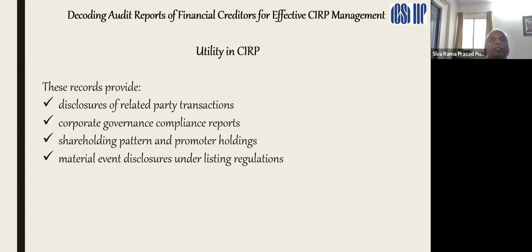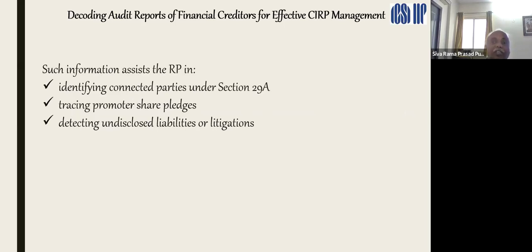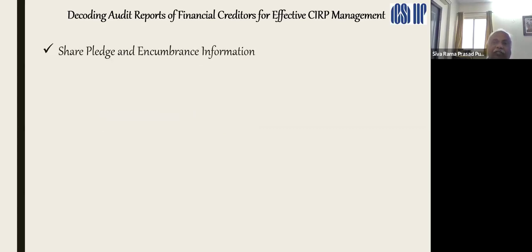And utility in CIRP: these records are provided, particularly disclosures of related party transactions, corporate governance compliance report, shareholding pattern of the promoter's holding, and material event disclosure under listing regulations. Such information assists the resolution professional in identifying the connected parties under Section 29A, tracing the promoter's share pledges, or detecting undisclosed liabilities or litigations.